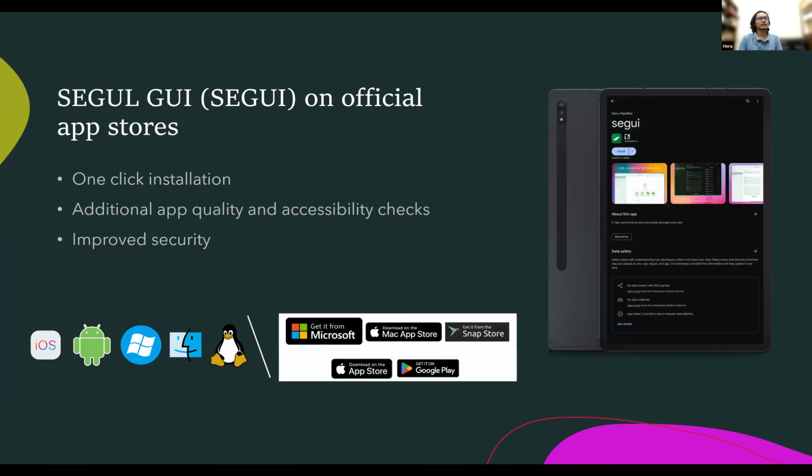And for the GUI application, we also distribute it through the official App Store, which not only simplifies research, but also simplifies teaching. So it's only a one-click installation. And this method also helps us, because by distributing through the official App Store, it also improves the quality of the app, because there are people who review the application from the store, and there is also an additional check for accessibility, and it improves security in general.